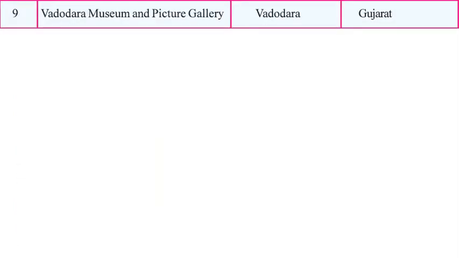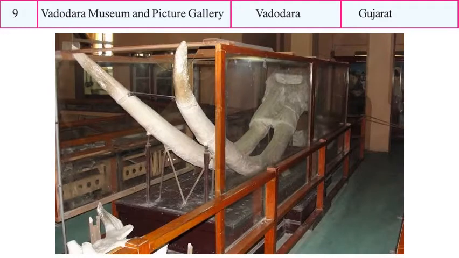Then comes Vadodara Museum and Picture Gallery, Vadodara, Gujarat. It is a museum as well as a gallery of paintings of ancient times. You can see here this is one of the relics, the remains of a mammoth of Ice Age timings.